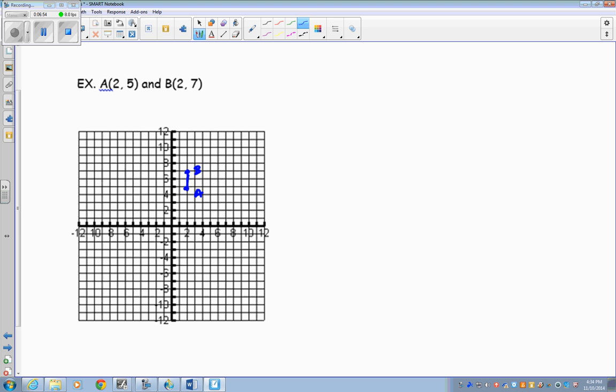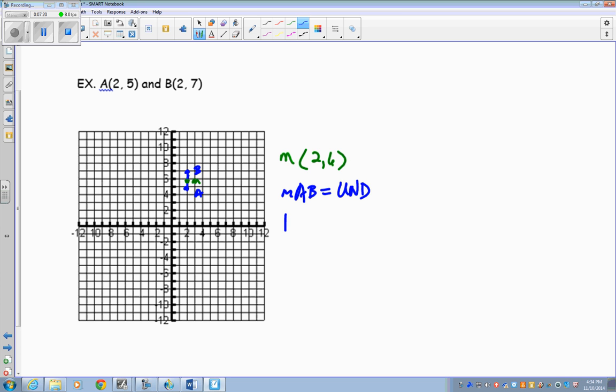Alright, I can see that that segment is vertical, so its slope is undefined. I can physically count, this is 1, 2, and see that that point is the midpoint. So the midpoint would have the coordinate I can check on the graph, 2, 6. And I see that the slope of AB is undefined.